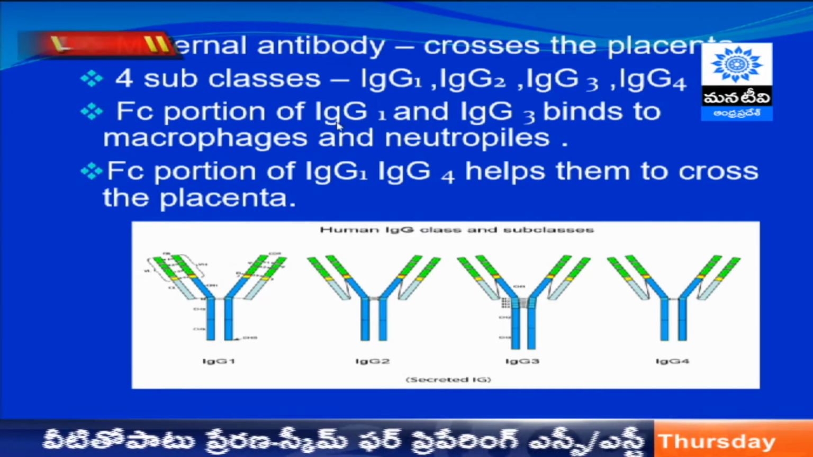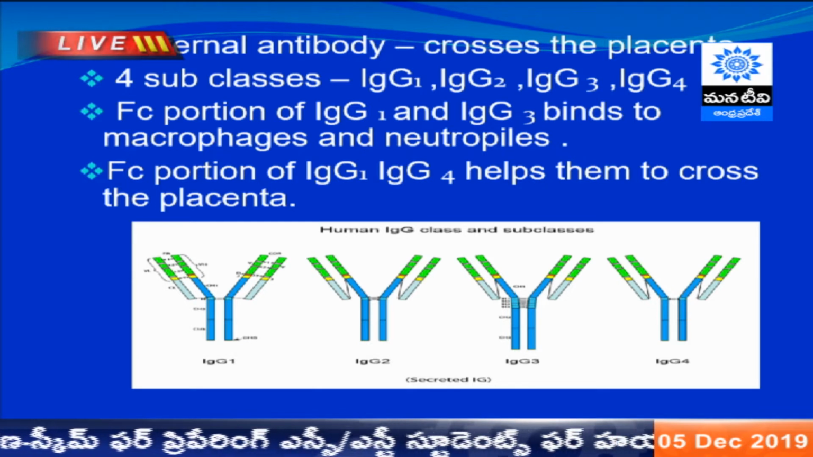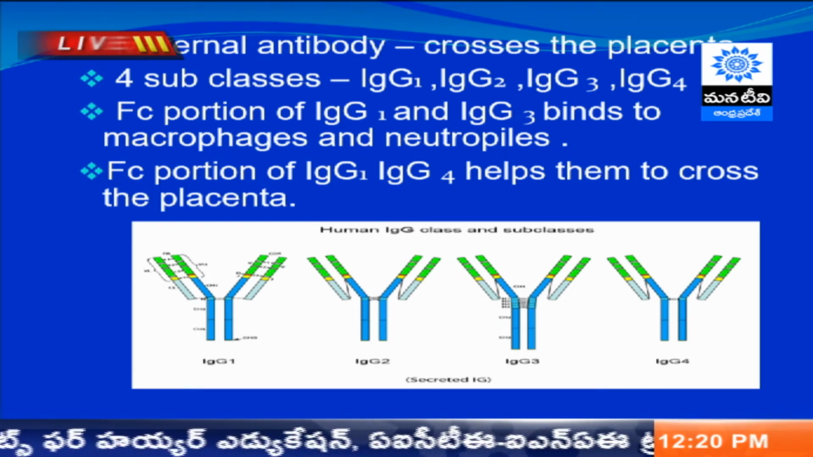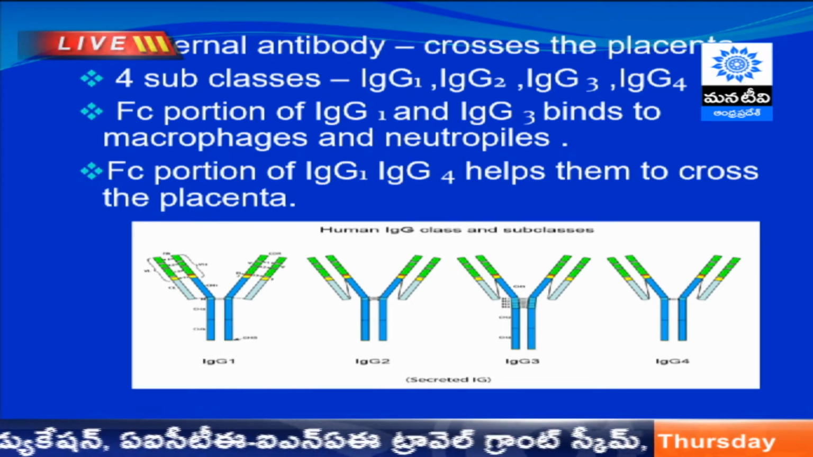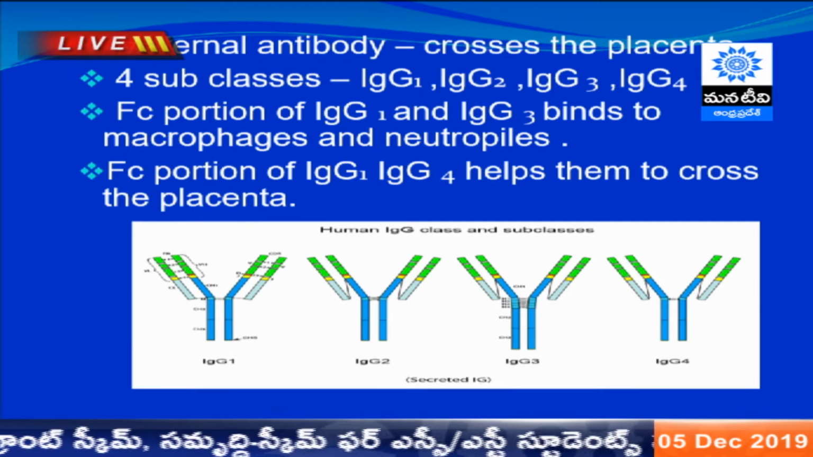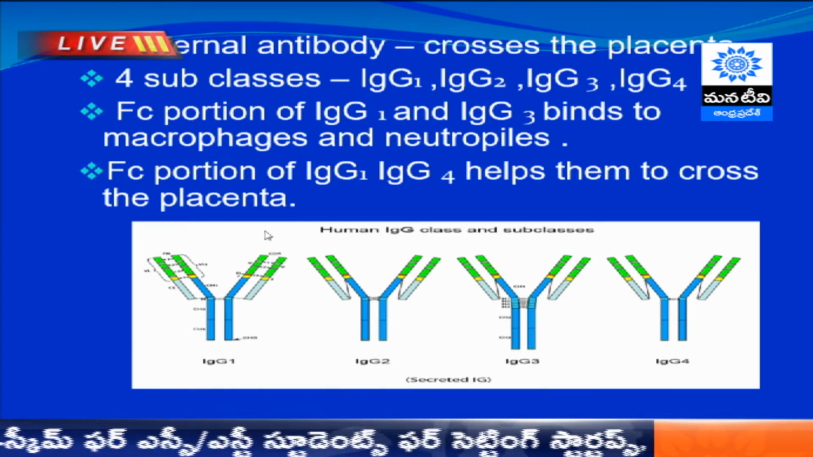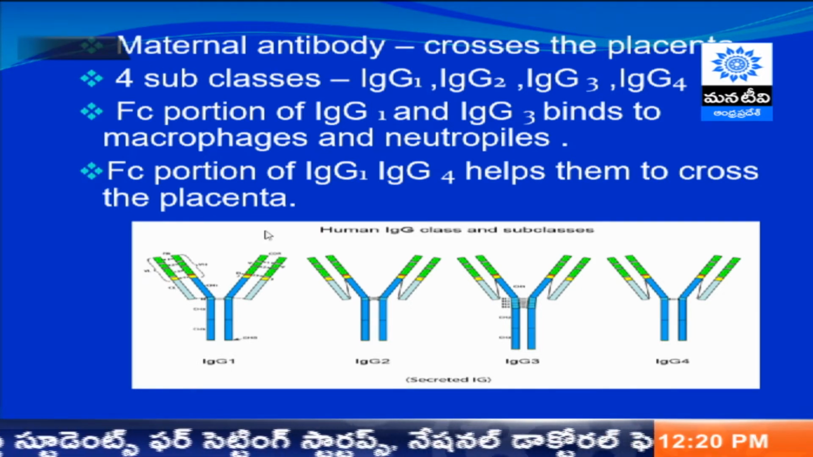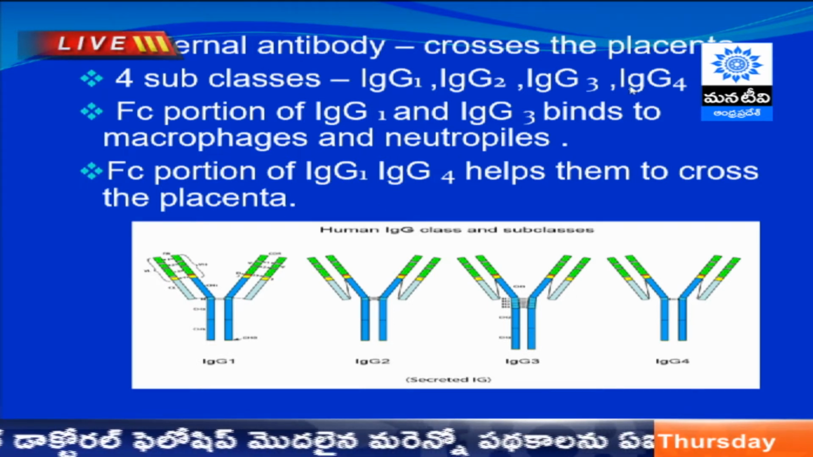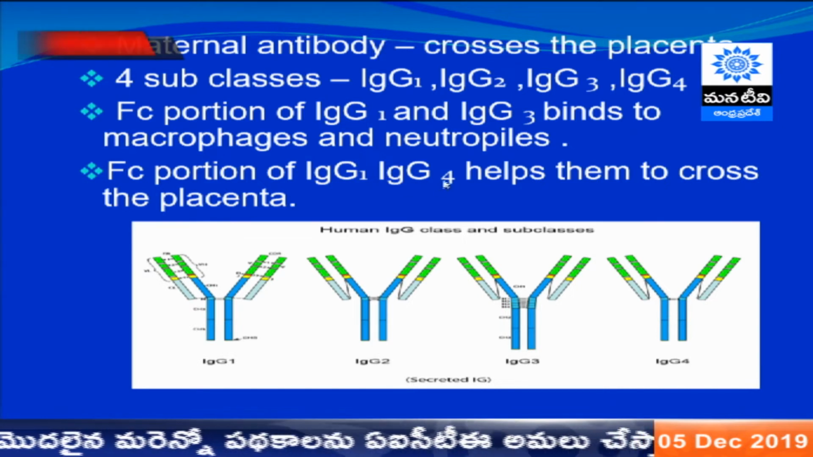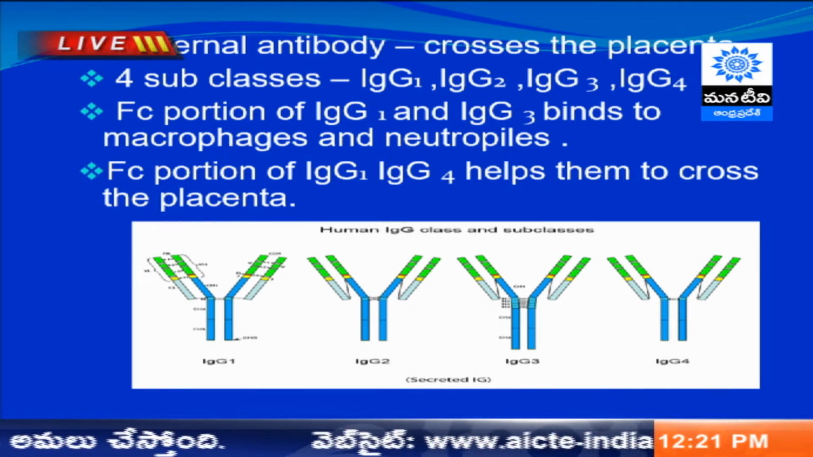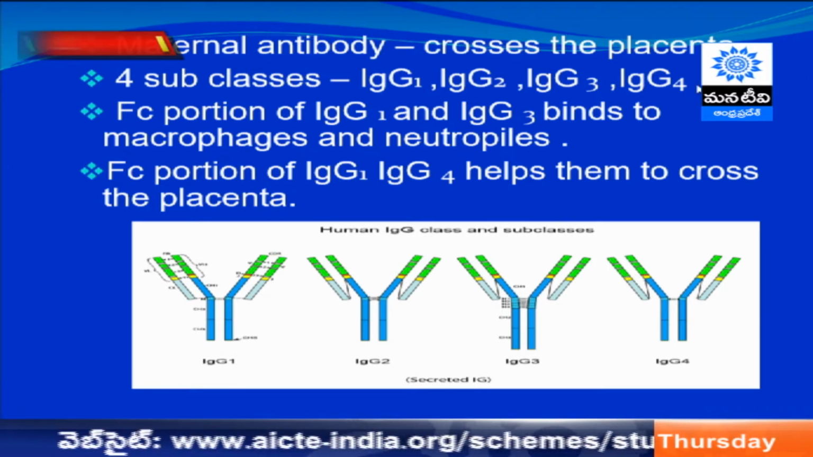It is called a maternal antibody because this antibody can cross the placenta and produce an immune response in the newborn. These immunoglobulins are divided into 4 subclasses: IgG1, IgG2, G3 and G4. These 4 subclasses perform different types of functions.